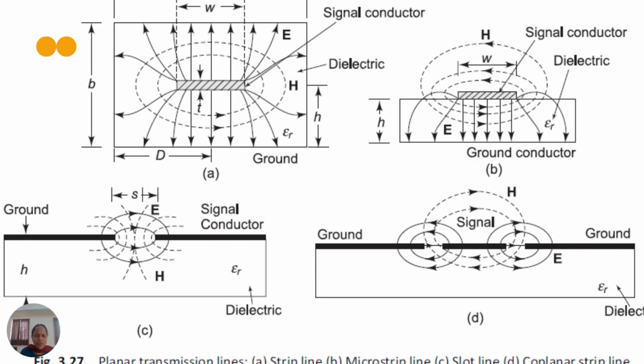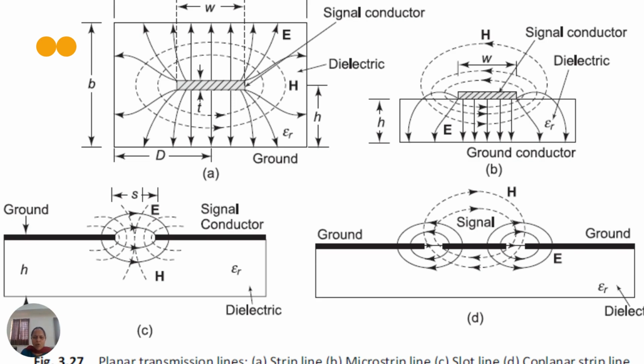When I come back to the slot line, you don't have any conductor at the bottom. Instead I have only a dielectric material, but on top I have two strips of conductor material which are separated, shown here in darker lines. We call one a signal conductor and the other a ground plane.